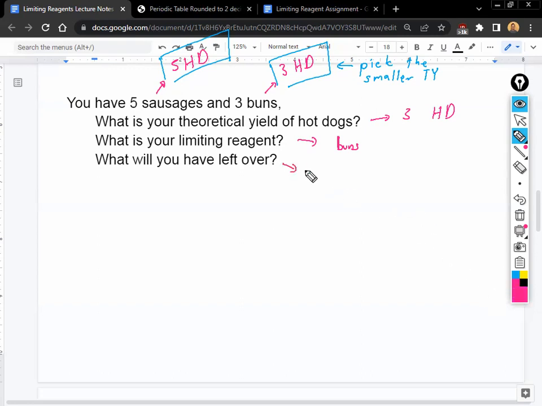Okay, so your leftover is obviously going to be your 2 sausages. And so in this situation, the sausages are going to be your excess. Okay, make sure you guys jot that down somewhere. The excess now is not something you have so much of. It's whatever you have left over. Okay, whatever chemical you have left over, that is your excess.